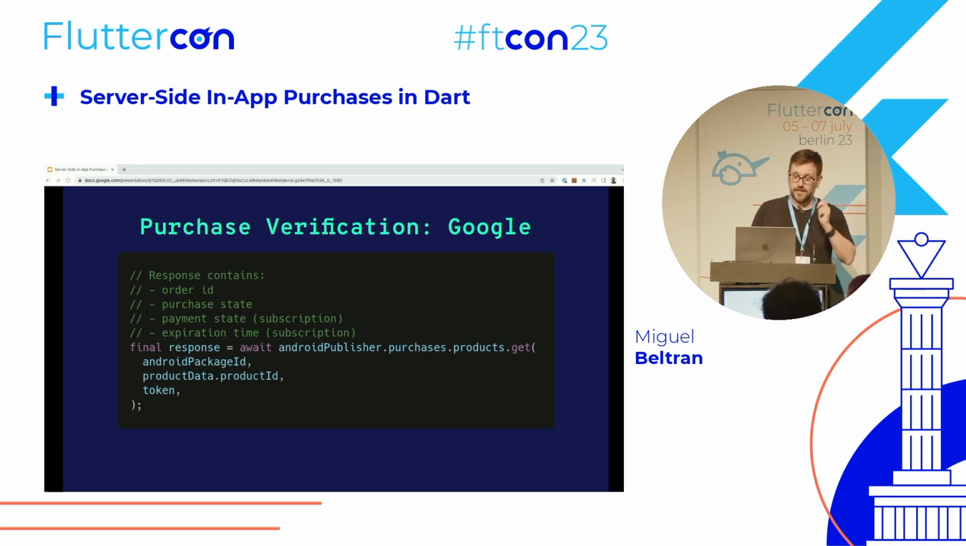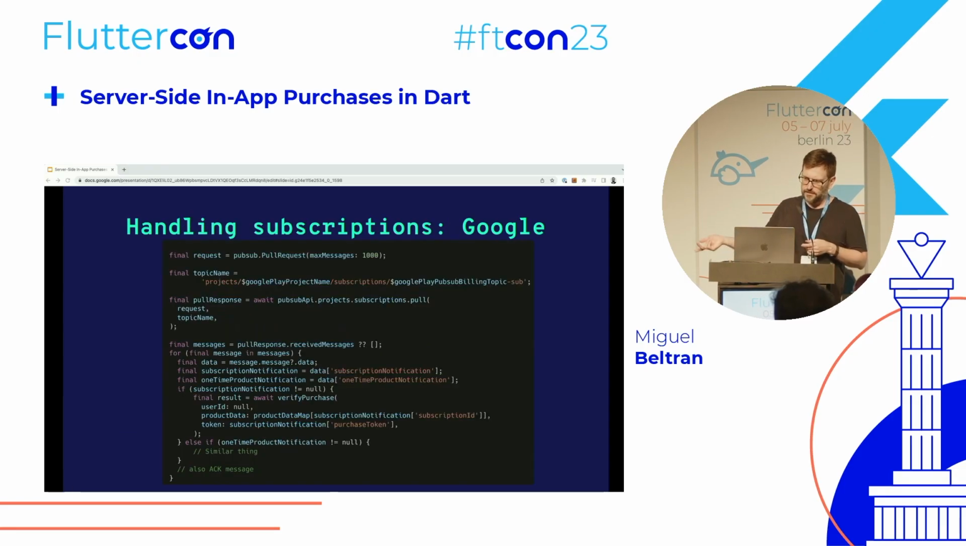This information, you get it after you call this endpoint, the Android Publisher, and then you get the order ID and all the rest of the stuff. You want to use this to update your database and to keep track of all the information. When you need to verify purchases using Google, then you use the PubSub API.